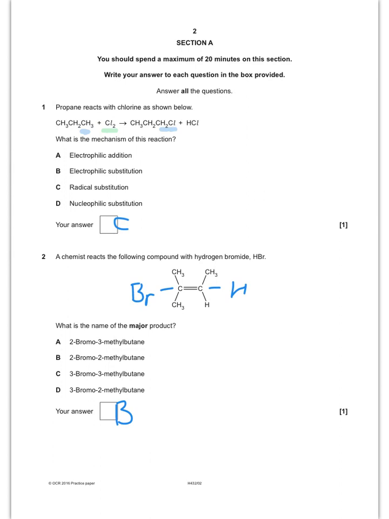Chemist reacts the following compound with hydrogen bromide. What is the name of the major product? Okay, so the major product, the hydrogen will add to the carbon which has already got the most hydrogens attached, which is that one there. So the bromine therefore adds to that one.